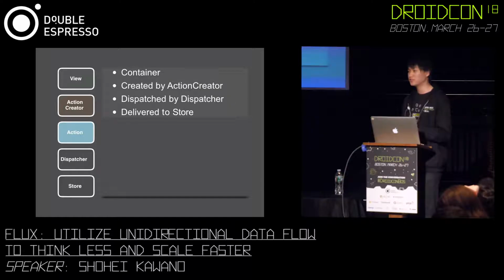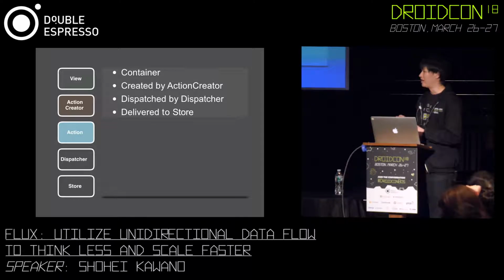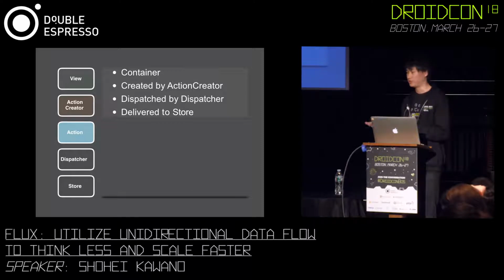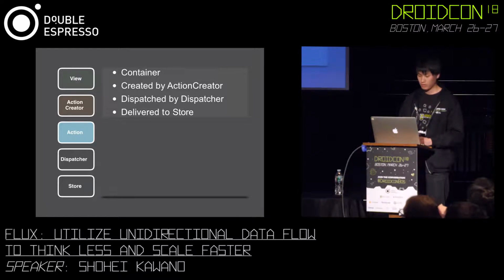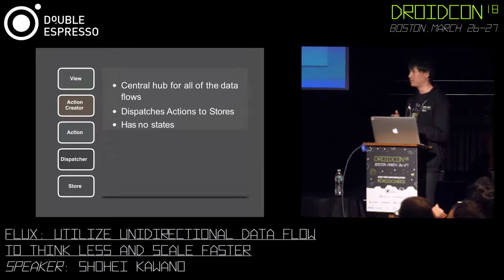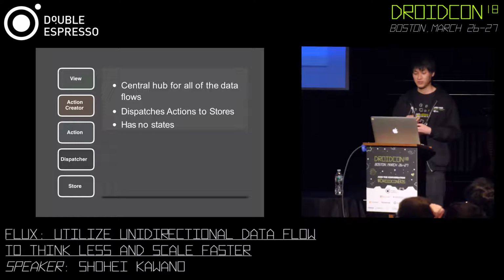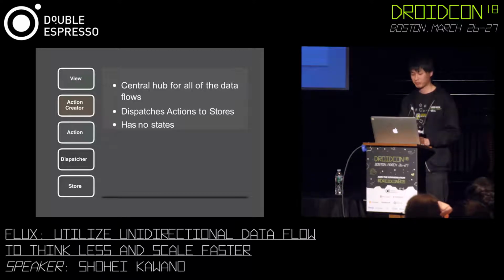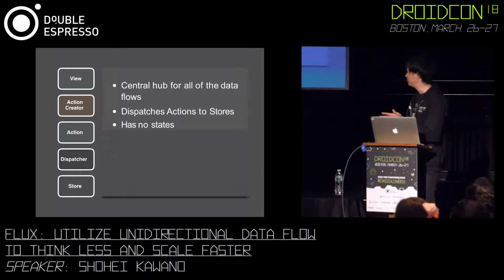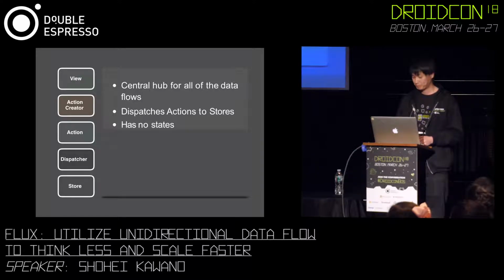Next, it's action. Action is kind of a container class. It holds data or can be a description of the new state for the store. Action can be created by action creator, and it's going to be dispatched through dispatcher to store. So action is there for delivering new data or new state to store. Next is dispatcher. Dispatcher is a central hub for all the data flows in Flux architecture. Once dispatcher receives action and dispatcher dispatches action to store, the data flow starts. And that's it for the dispatcher part. Dispatcher, so therefore, doesn't have any state as well.